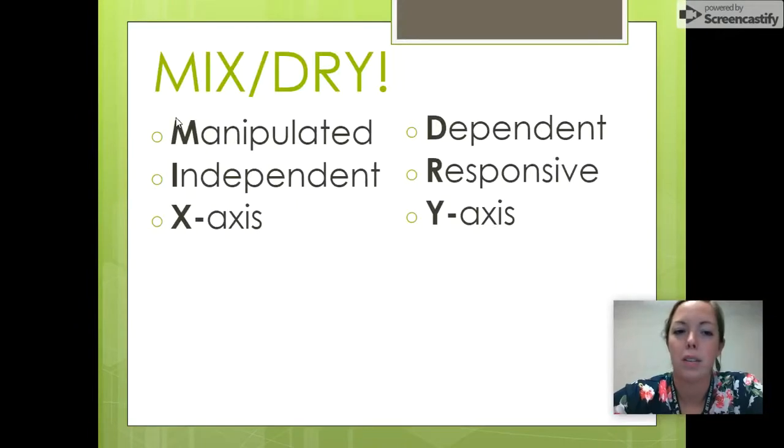If you remember mixed, you can remember manipulated, independent, x-axis, okay? This is the one you manipulate, you change, okay? It's the independent variable, and it's always going to be on the x-axis when you graph it, okay? The other thing to remember is dry, okay? This is always the dependent variable. It's a responsive one, right? It depends on the independent variable, and it's always going to be graphed on the y-axis. So sometimes I can't remember them, and I get them confused in my head.